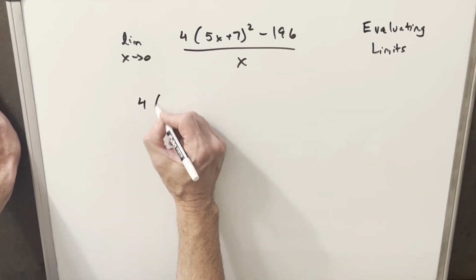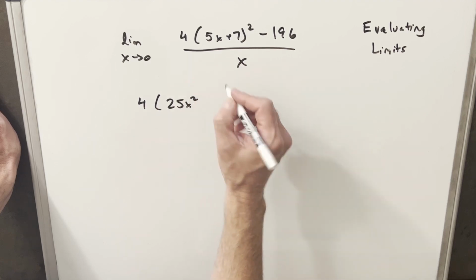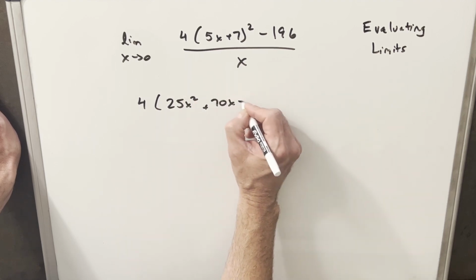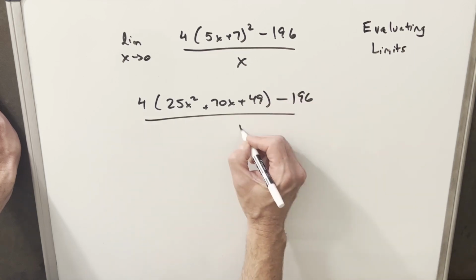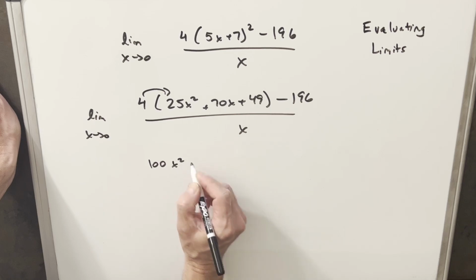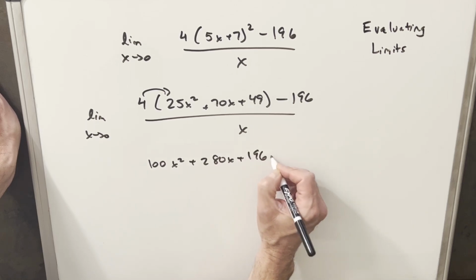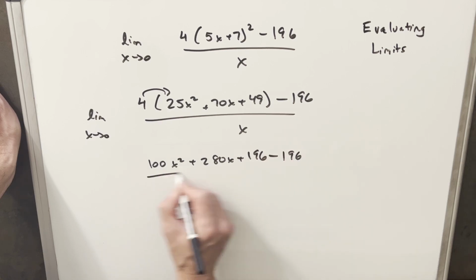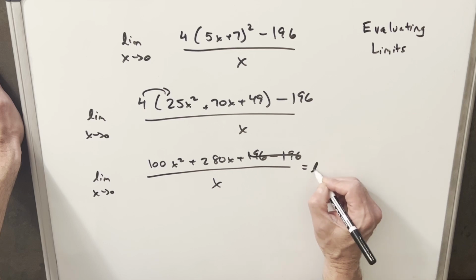So this is going to be 4. Then multiplying this all the way out, we're going to have 25x squared plus 70x plus 49 minus 196. We'll keep our x here. Now when we distribute the 4 in, we're going to end up with 100x squared plus 280x plus 196 minus 196 over x. The 196 terms are going to cancel.